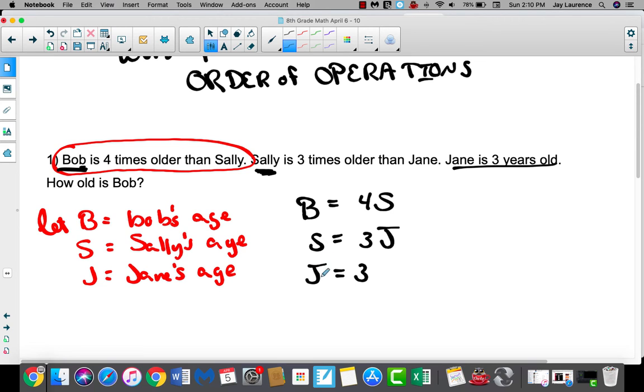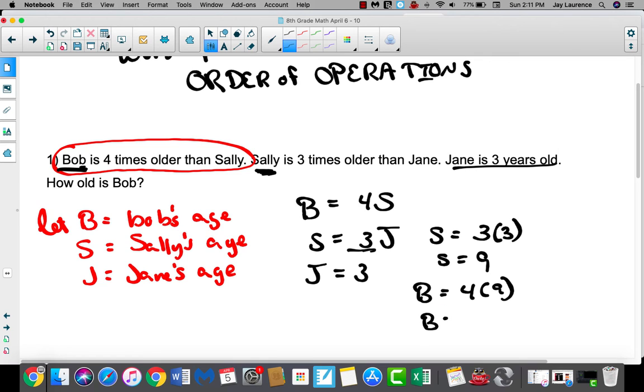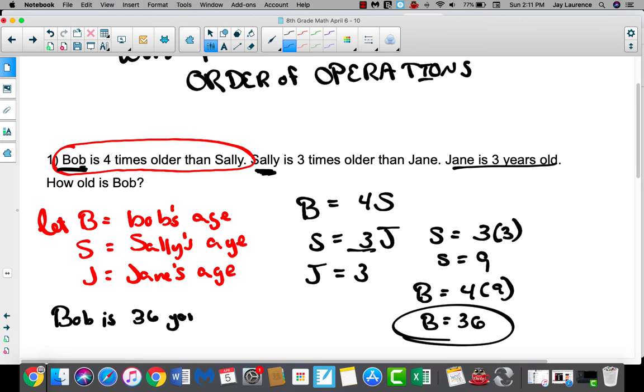Okay, so now that I know Jane is 3, I can figure out Sally's age. Sally is going to equal 3 times Jane's age, which means Sally is 9. And now that I know Sally's age, I can figure out Bob's age. Bob is 4 times Sally's age, so 4 times 9. So therefore Bob is 36. And there you go. Now I should answer that in a sentence. Bob is 36 years old. There we go. Oops, sorry, not a car. All right.